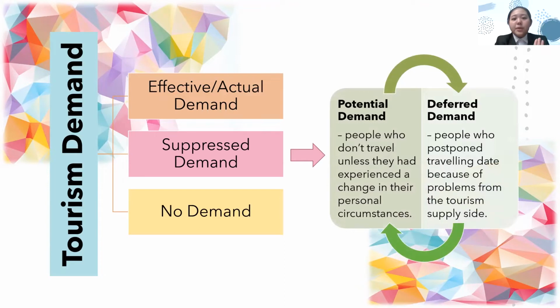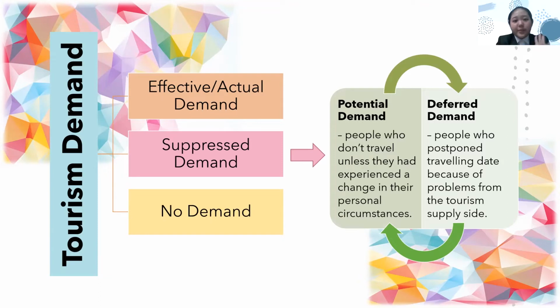Potential demand means people who don't travel unless they experience a change in their personal circumstances. For example, an individual only plans to travel if his or her income has increased. If the income does not increase, they would not plan to travel.